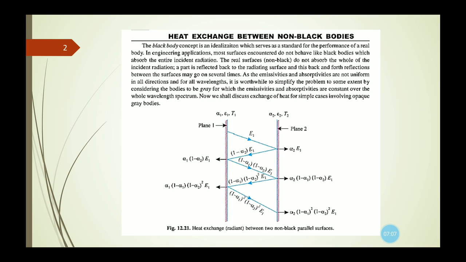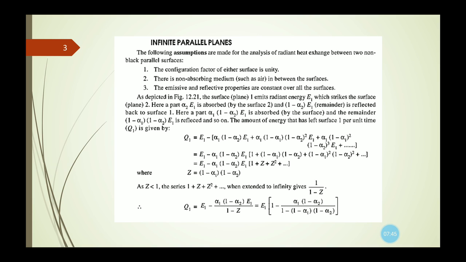Now of this remainder, again one part will be absorbed by the plane 2. So that radiant emissive power part which is absorbed by the plane 2 can now be represented as alpha 2 multiplied by (1 minus alpha 1) into (1 minus alpha 2) into E1. In this way we can write the total amount of energy which is actually being reflected from each of these planes.